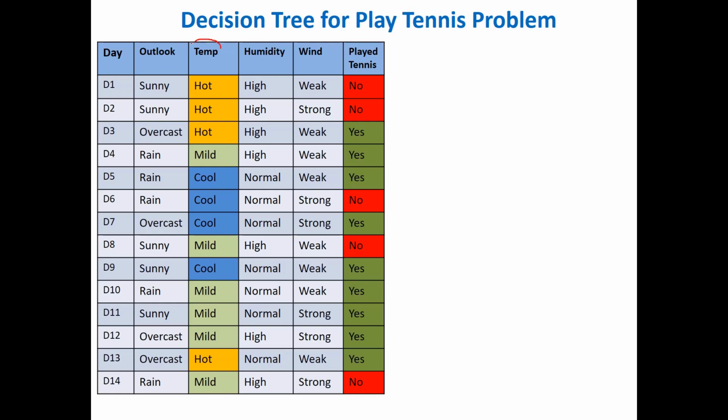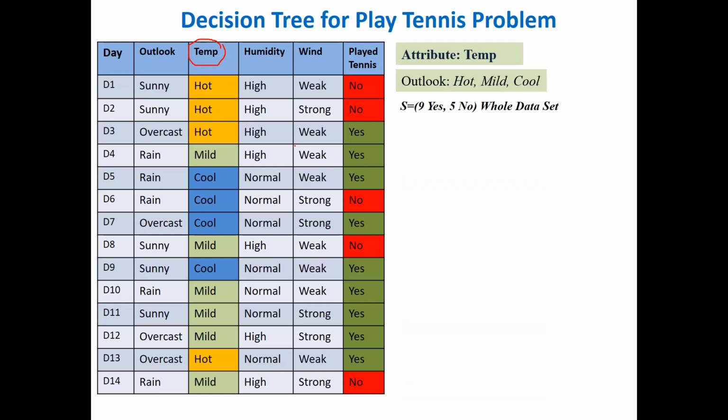Now we will consider the next variable, the temp variable. The temp variable has three values: hot, mild and cool. The first step is to find the entropy of the whole data set, which is 0.94, which you have already calculated. That will not change for this particular iteration. Now we consider S hot, 3 plus 1. There are 4 hot examples, and out of these 4, 2 are positive and 2 are negative.